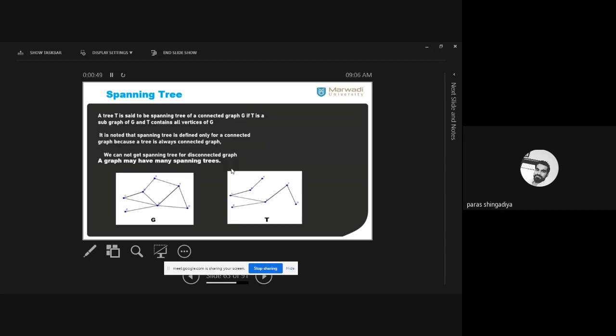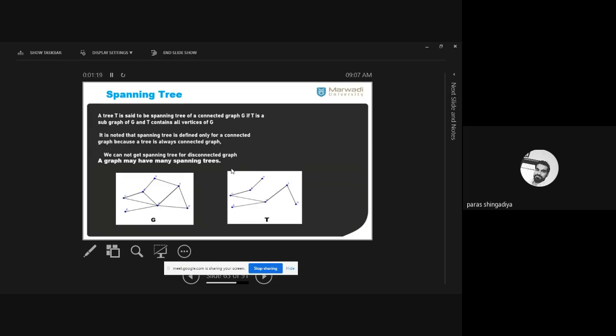Okay. So let's start the session. In the last lecture, we had discussed this concept, that is a spanning tree. For any graph, we can convert this graph into a tree form. It should be a connected graph, and all the vertices should be included in the tree. It is a subgraph, and all the vertices should be included. That is known as a spanning tree.